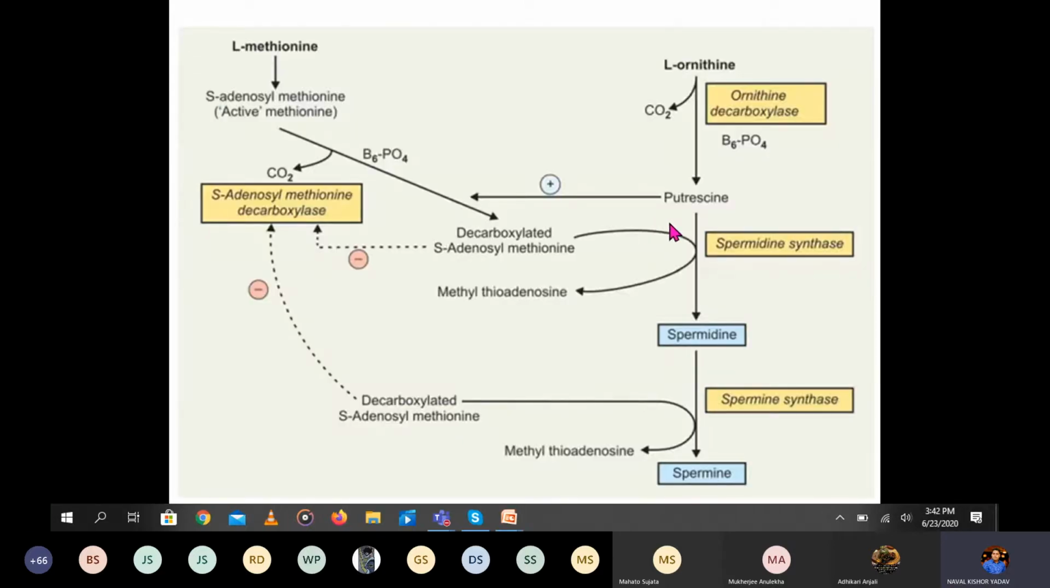For more clarification, you can see here how it forms. First you will see this one. This is the precursor, that is ornithine.